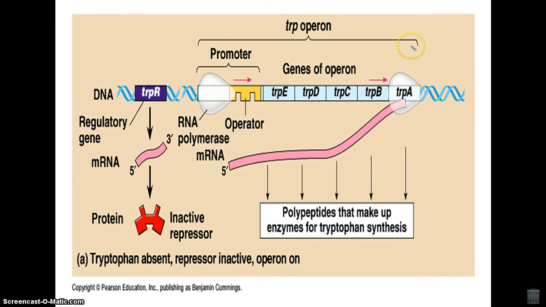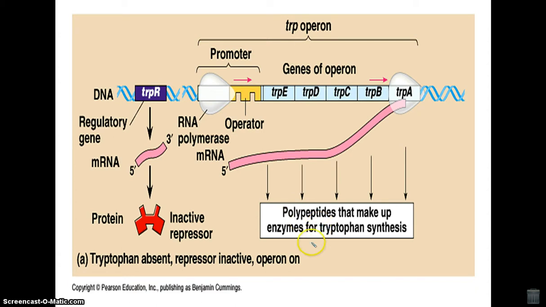So again, here is the full trp operon. We've got the DNA, we've got the promoter region, we've got the operator, and then we've got the 5 genes that we need transcribed and then translated for the synthesis of tryptophan. And as long as there are low levels of tryptophan, the repressor is inactive, the operator will be open, and RNA polymerase will transcribe the mRNA, which will allow for the production of tryptophan.